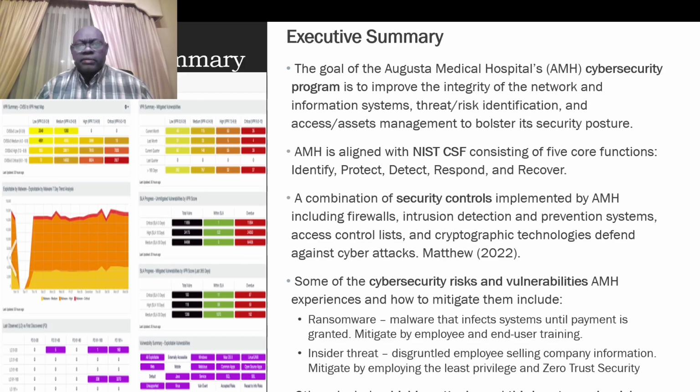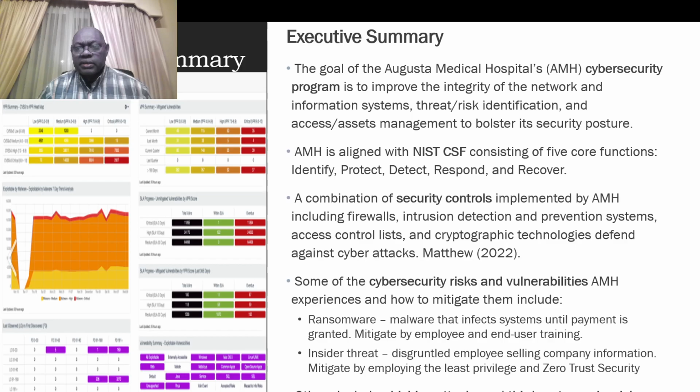Here's the executive summary. The goal of the hospital cybersecurity program is to improve the integrity of the network information system, threat risk identification, and access assets management to bolster its security posture. The hospital is aligned with the NIST cybersecurity framework. A combination of security controls implemented by the hospital include firewalls, intrusion detection and prevention systems, access control lists, and cryptographic technology to defend against cyber attack.